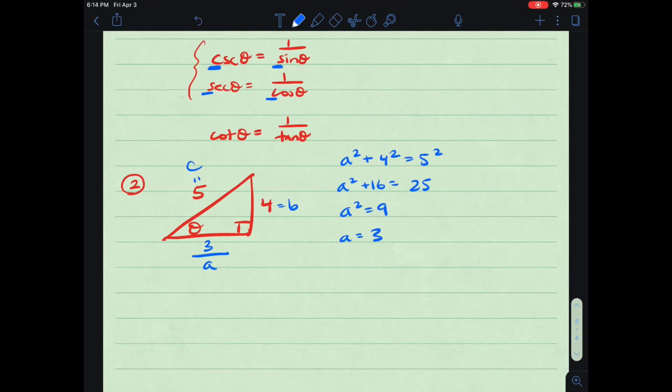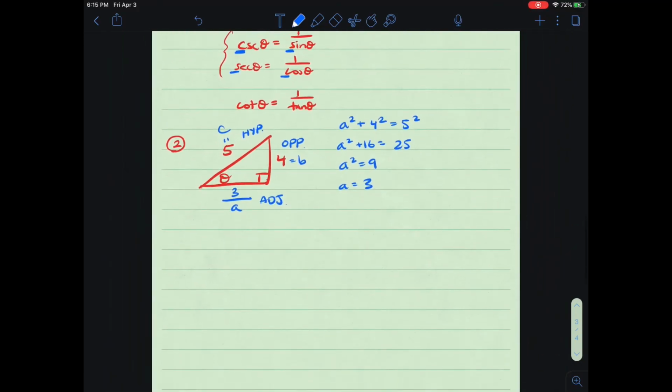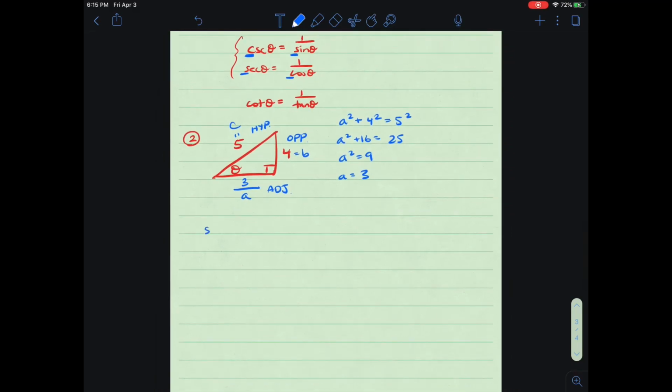At this point, I'm going to label my sides. I know that this is going to be my opposite. I know that this is going to be my adjacent. And I know that this is going to be my hypotenuse. Now at this point, I'm going to find all 6 trig functions at theta. So let's go right into sine of theta. Again, if it helps, write these out somewhere, right? So you can just use it as reference.